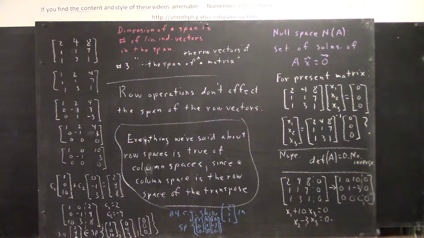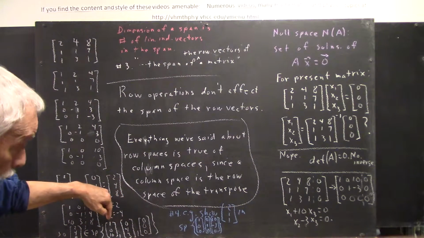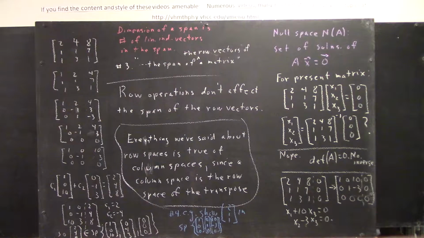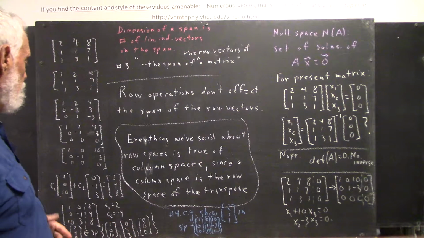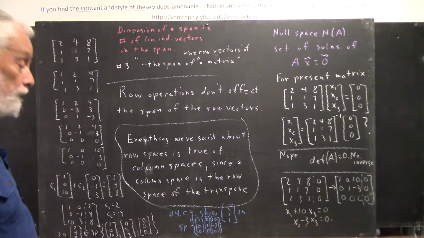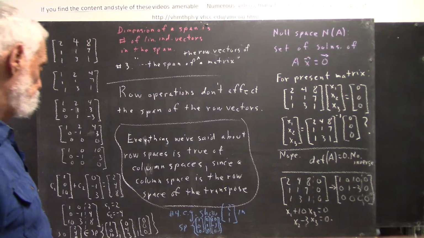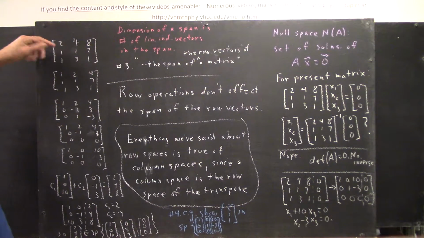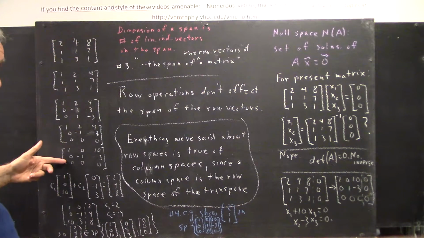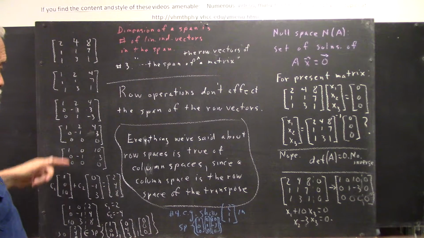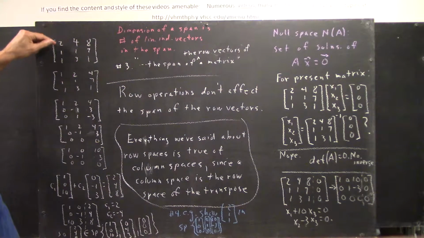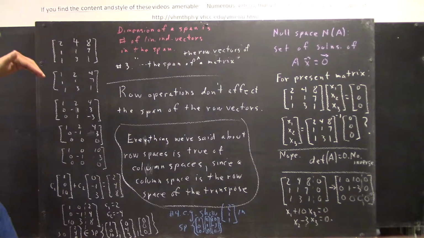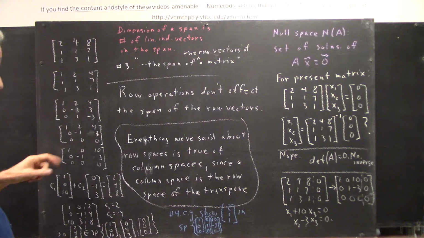Okay, if you think about what dimension means, it's very clear that this vector is linearly independent of this vector, since this vector is not a multiple of this vector. So the dimension of the rows of this matrix is 2. Now, we can check to make sure that this row is also a linear combination of these two, and this row is also a linear combination of these two, so that these three row vectors are linear combinations of just these two vectors.